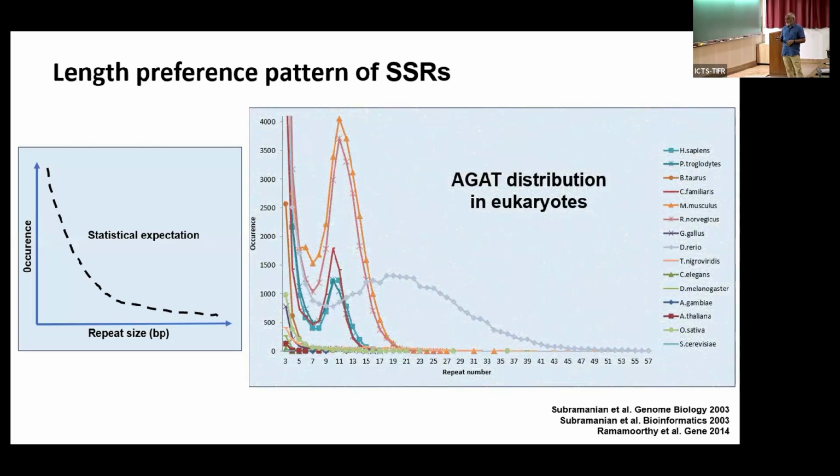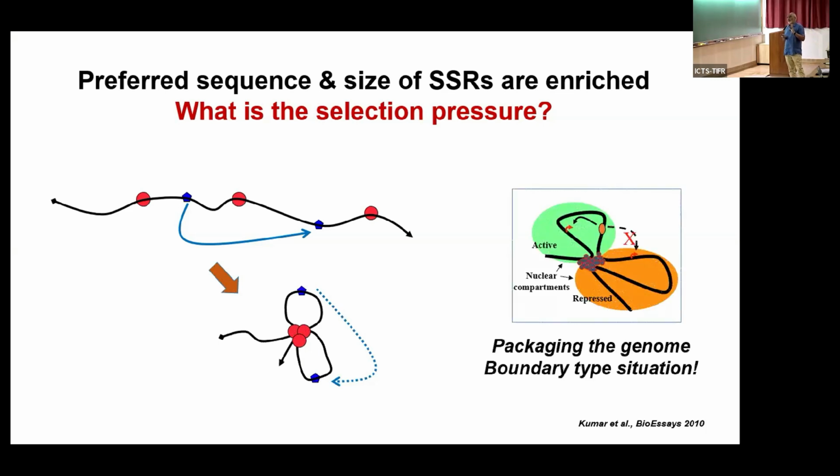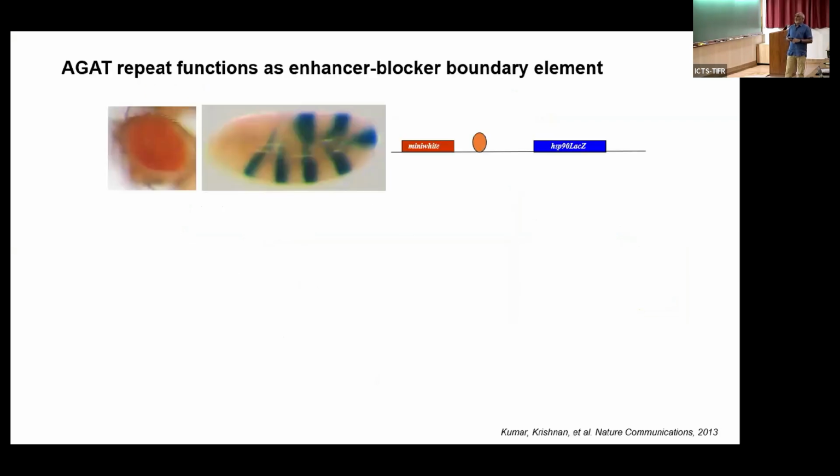There is a preference for the repeats. So there are certain kinds of repeats, a certain size of repeats, which are more present than others. With this and a few other pieces of information, we thought they might be functioning as boundaries defining domains. And we did an experiment.